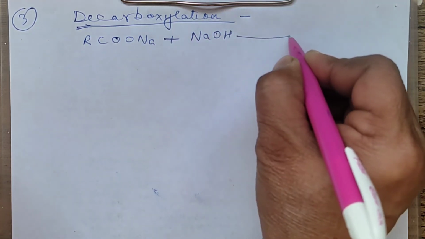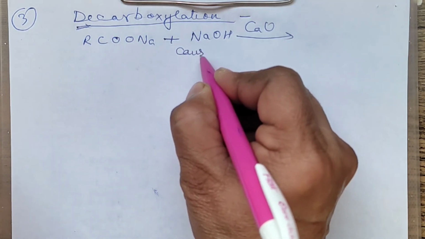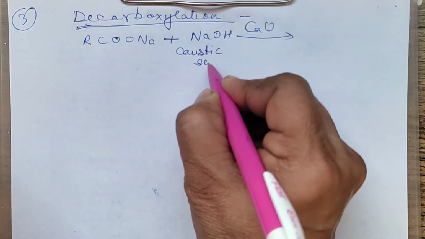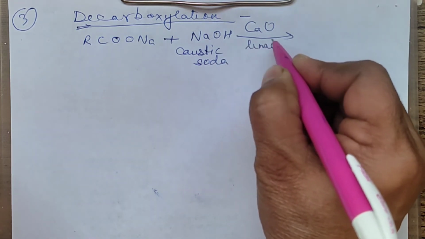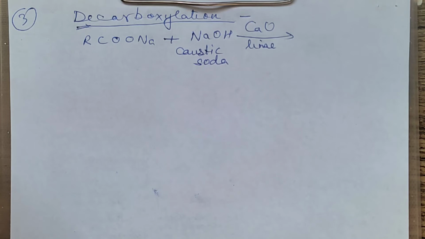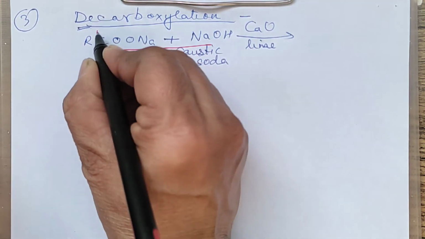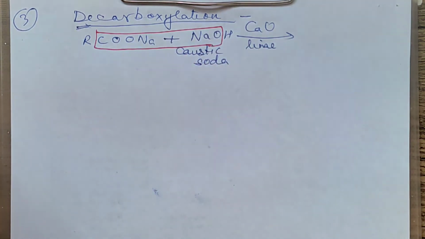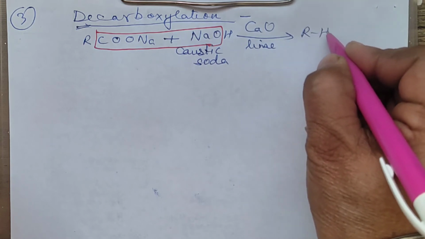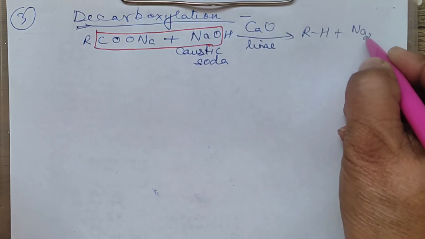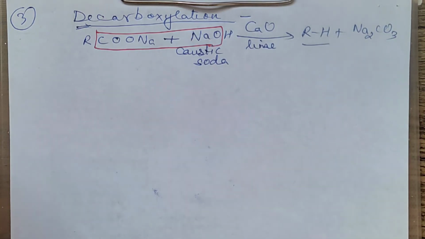Soda lime. Now what is that soda lime? Soda is from caustic soda, NaOH. And this is lime, quick lime. Okay, so these two are taken, and you can just see how they are forming the product. This is the easy way to learn. Otherwise the mechanism also we will discuss. It will form RH plus sodium carbonate, that is Na2CO3. That means it will form alkane plus sodium carbonate.